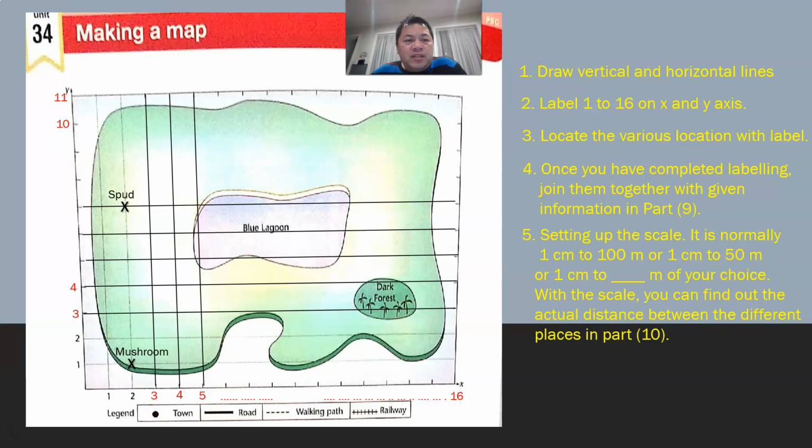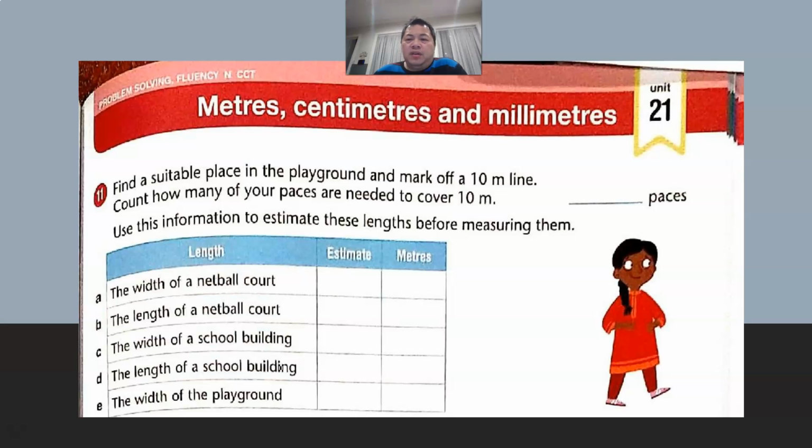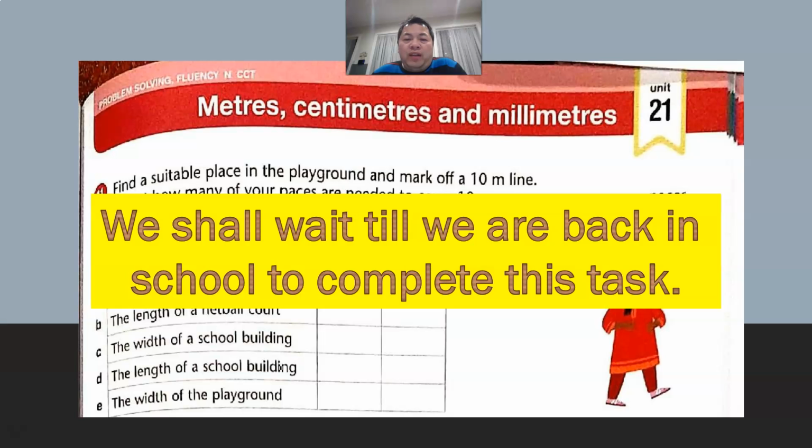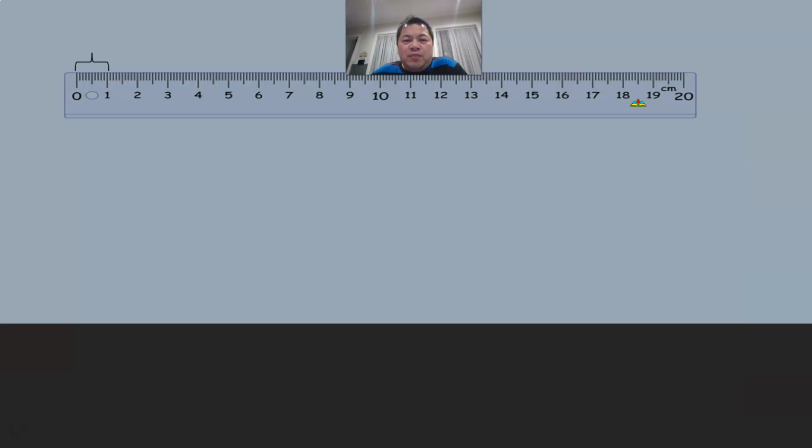Moving on to the next exercise, which is unit 21. This one requires you to know about the distance. By right, if you are back in school, we will be able to do this task, to find out the actual measurement of the various parts of the school. You have the netball court, the school building, the playground, but we are not back in school, so we can't do this. So let's wait until we are back in school to complete this task. Let's move on to the next part.